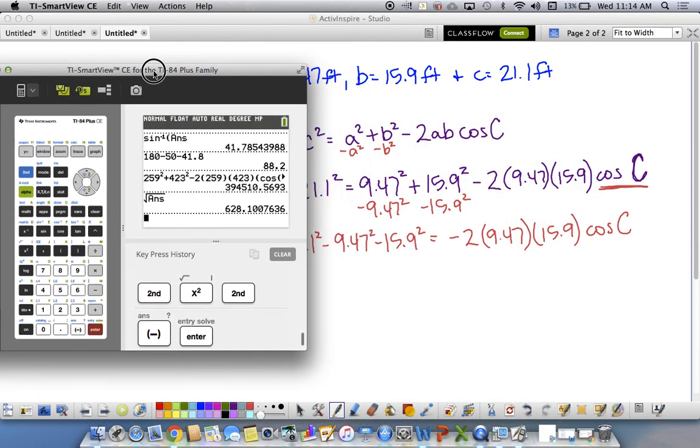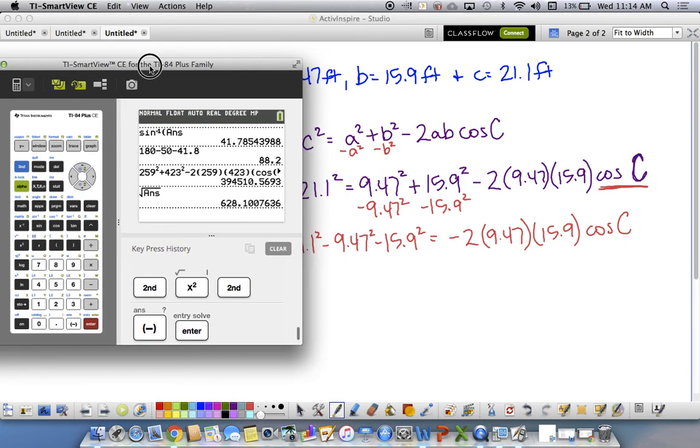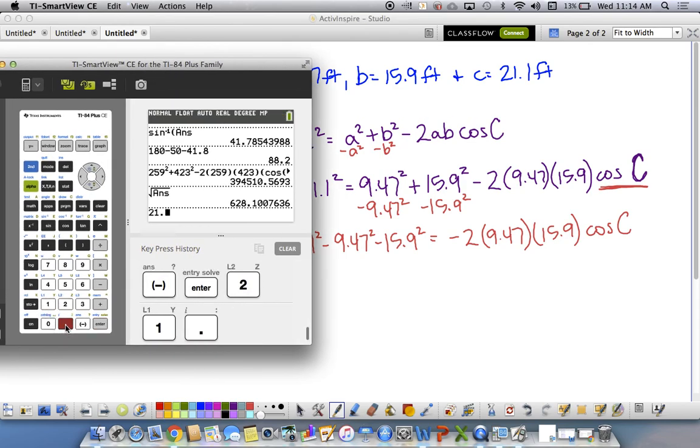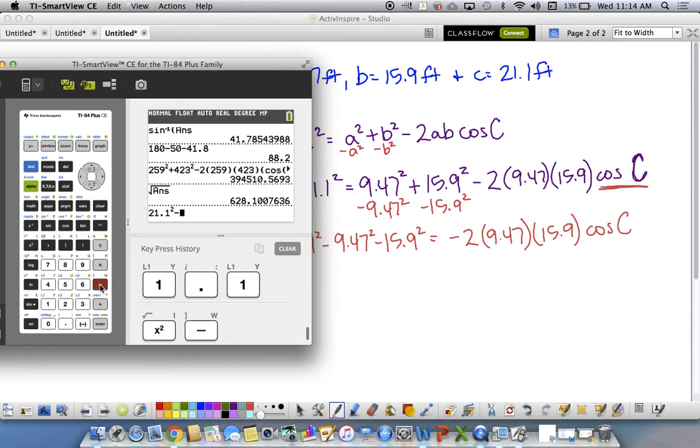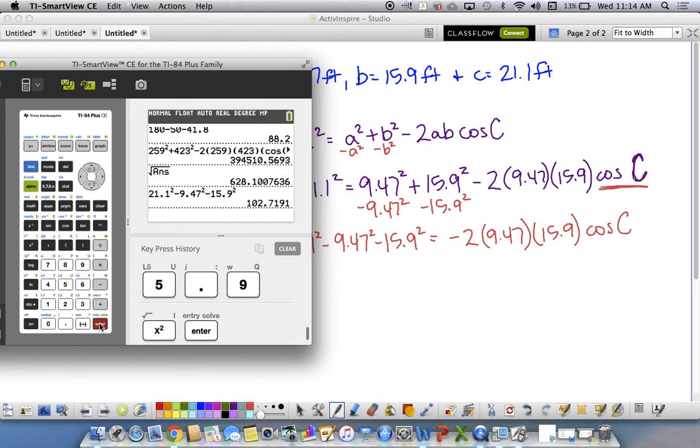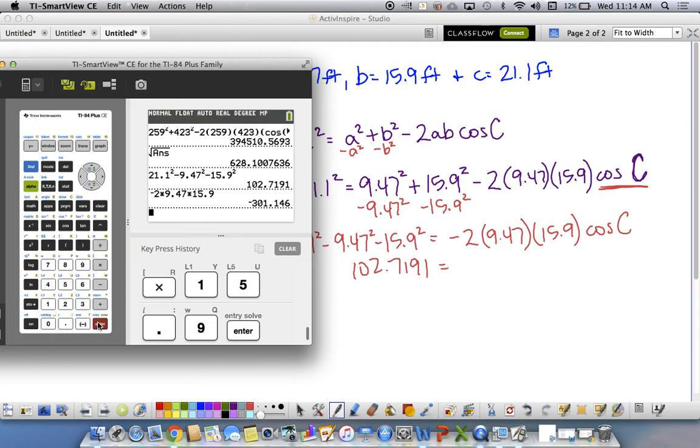Hopefully I can see it close to it, 21.1. So I'm going to put in 21.1 squared minus 9.47 squared minus 15.9 squared. Okay, I'm going to hit enter. And I'm going to write down, I'm going to get 102.7191 equals, and I'm going to get a number for what is negative 2 times 9.47 times 15.9. I get negative 301.146, and then I have a cosine C.